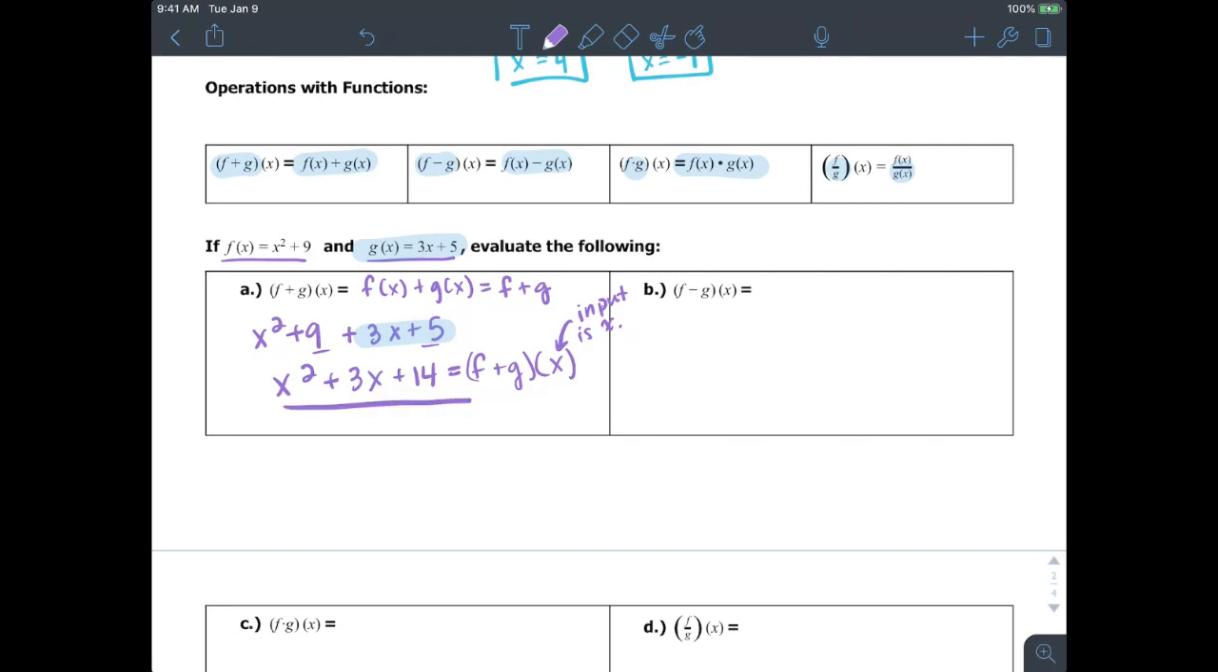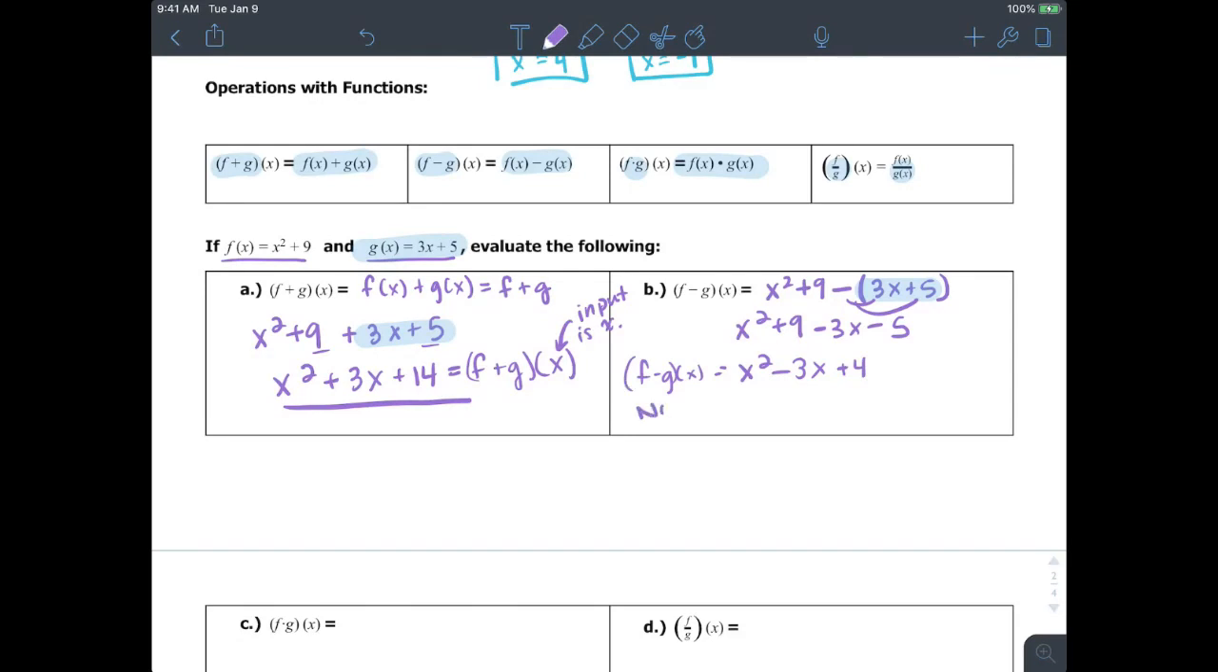Next one, f minus g. So I'm going to start with f, which is x squared plus 9. Okay, and I'm going to subtract g of x, which is 3x plus 5. Make sure you put it in parentheses. Now combine your like terms. So x squared plus 9, distribute, minus 3x minus 5. So I get x squared minus 3x plus 4 is equal to f minus g of x.